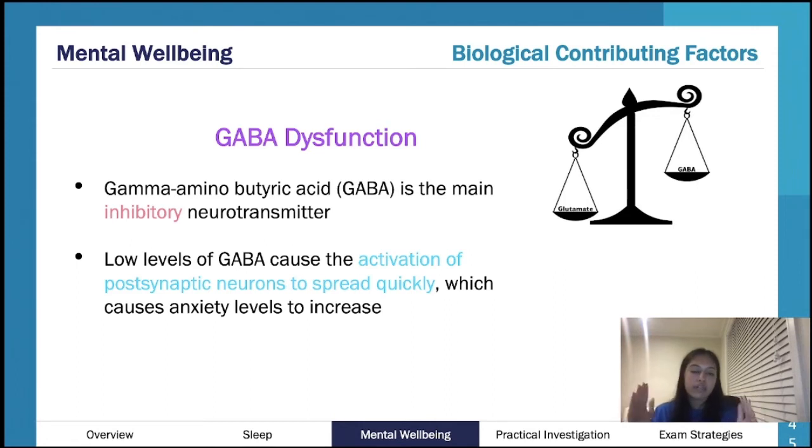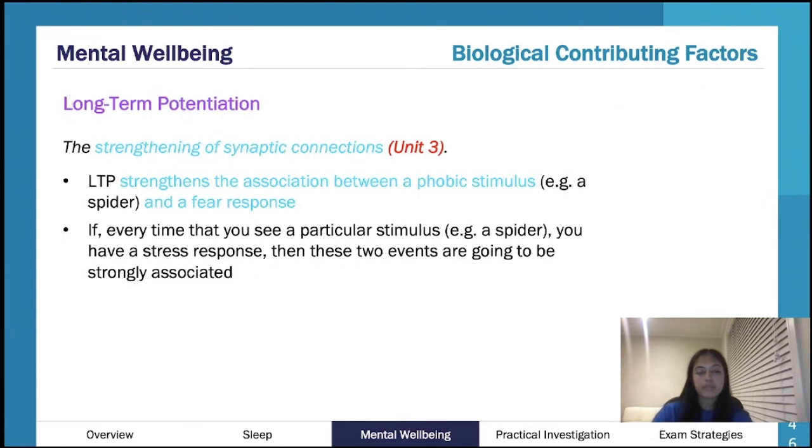You need to have high enough levels of GABA so that it can work with glutamate and calm down these responses and inhibit these pathways. But if you don't have that, it ultimately just causes overactivity of the neurons. So again, something you've seen in Unit 3.